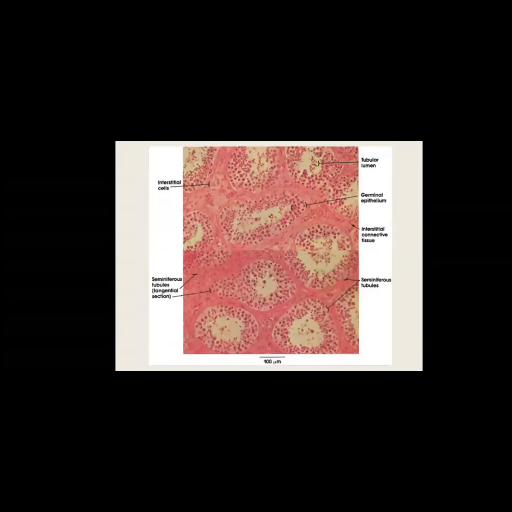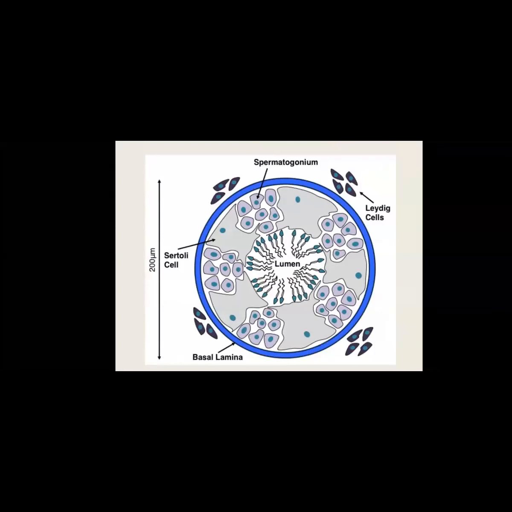Okay, so now this is the light microscopic feature of the seminiferous tubules. These round structures in H&E stain are all the seminiferous tubules, and in the lumen you can find the spermatids. These tubular structures are separated by the fibrous septa. Now, this is a schematic diagram showing a single seminiferous tubule.